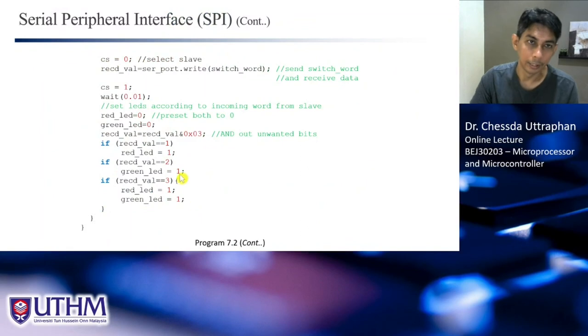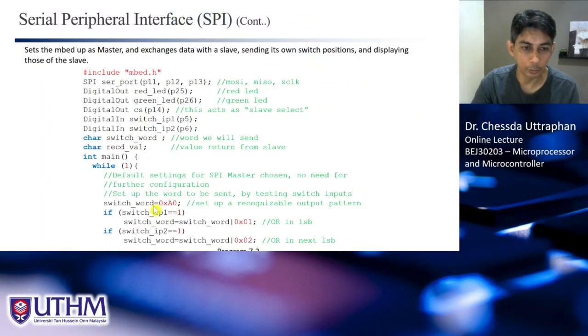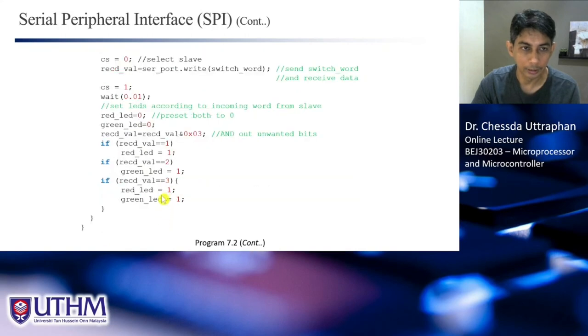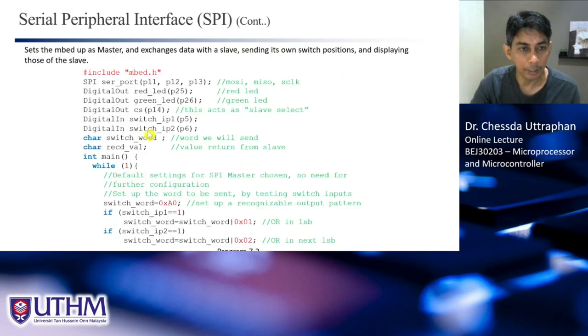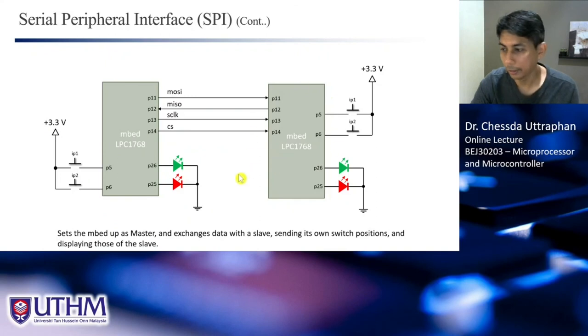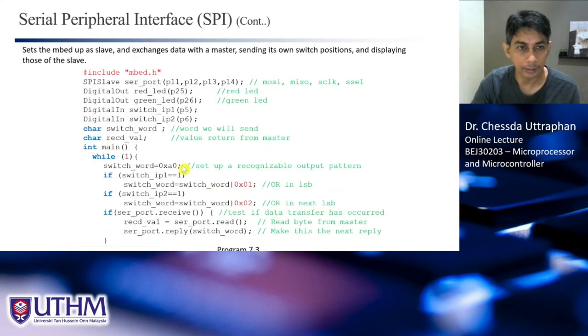Right, and we send. So it depends on the switch condition. Okay, now forget about this first. Look at the receiving part, or the slave. So the second microcontroller here, we will set as a slave. So this is how we set as a slave, using P11, 12, 13 also.